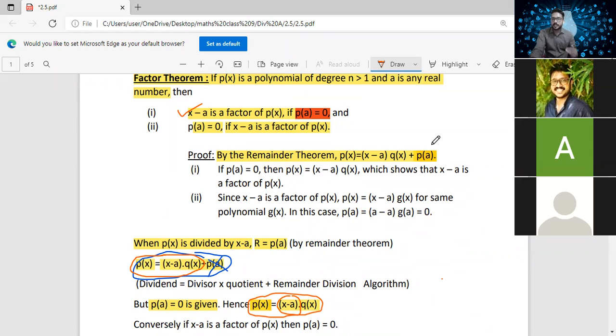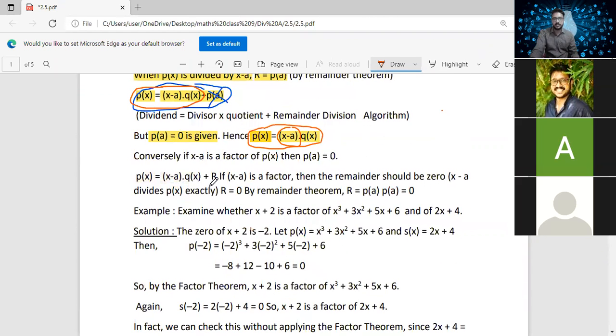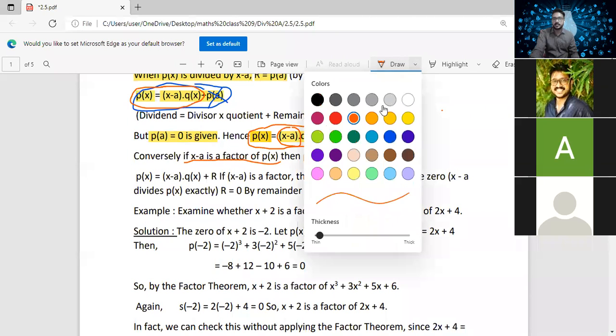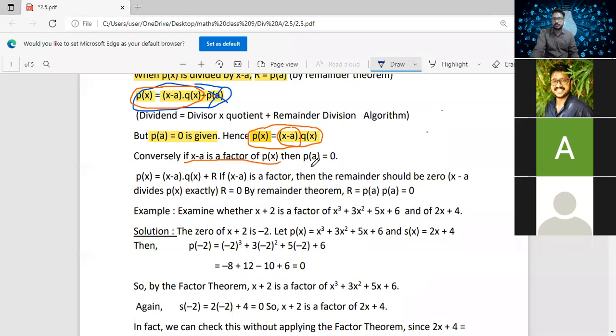So now in a similar manner, we are going to our next section. In the next section, what is given? It is given that x minus a is a factor of p of x, that is given to you. Then we want to prove what? P of a is equal to 0. That's what we want to prove.